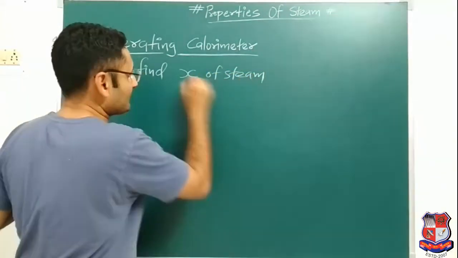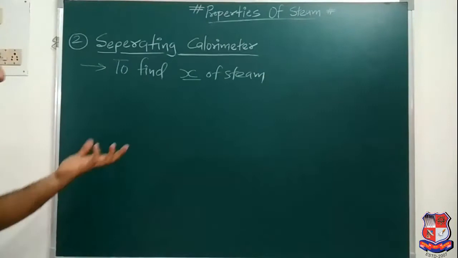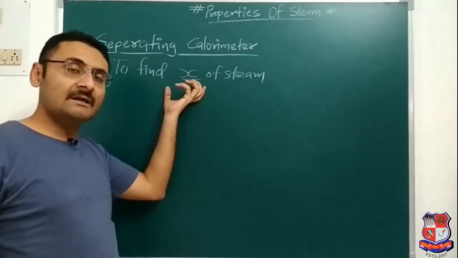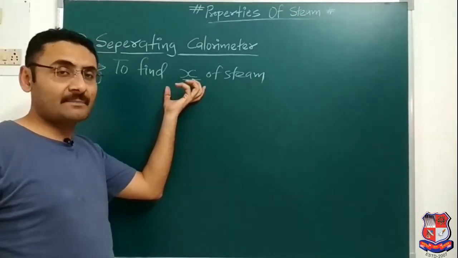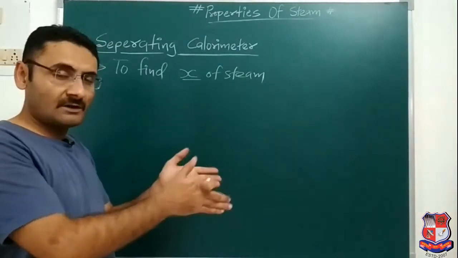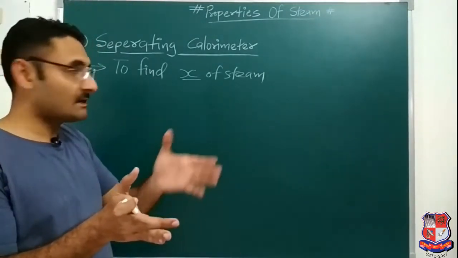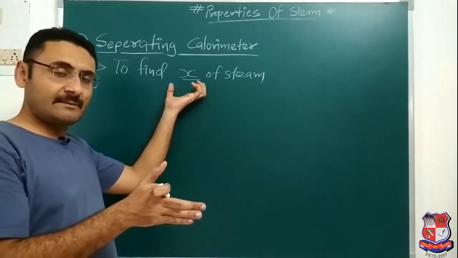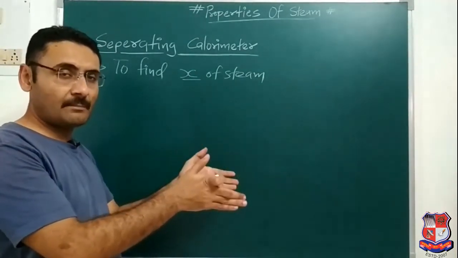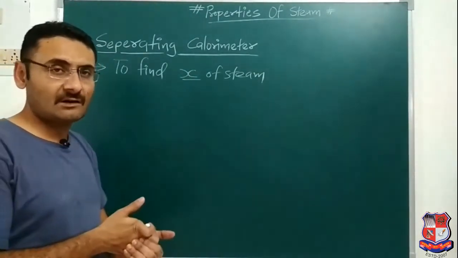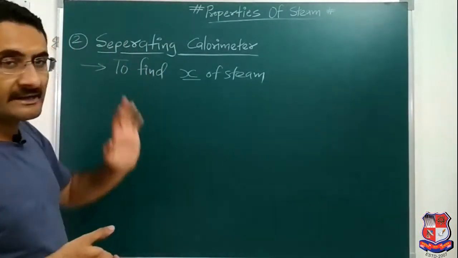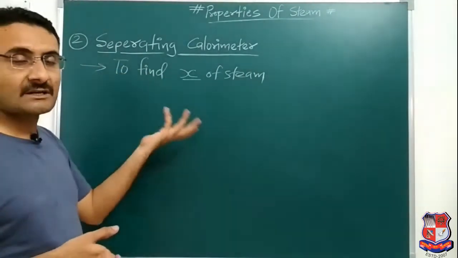Now, as you know, X is the dryness fraction value of steam. It indicates how much water and how much vapor is present in a given steam, because steam is made of two kinds of particles: water particles as well as vapor particles. Supposing the value of X is 70%, the dryness fraction indicates that in the given steam 70% is vapor particles and the remaining 30% is liquid particles. That is the use of the separating calorimeter: to measure the dryness fraction value of the steam.